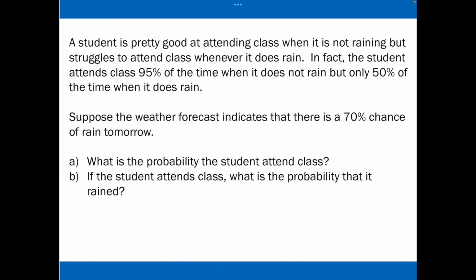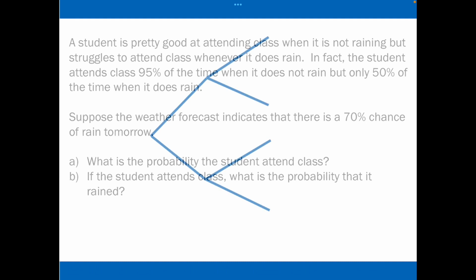Draw yourself a tree diagram, then look for every branch that ends up with a student attending class, and then do Bayes' theorem and divide the branch that we're interested in, the student attending class and it raining, divided by all the branches that ended up with the student attending class. So I want you to tackle this problem, try it out in the quiz, and see how it goes.